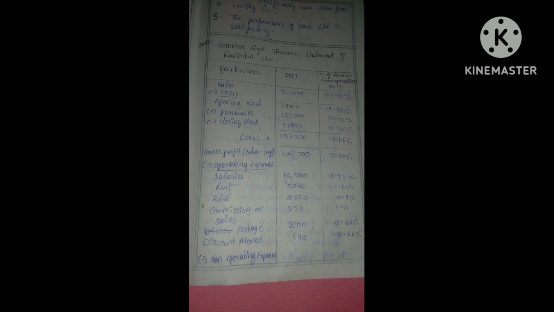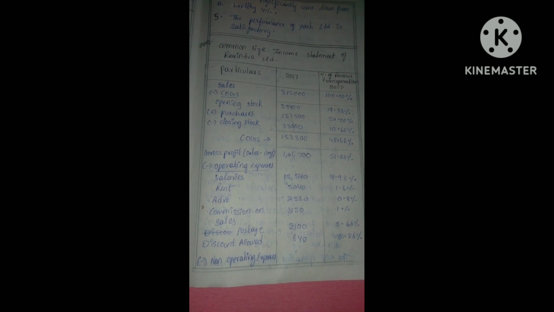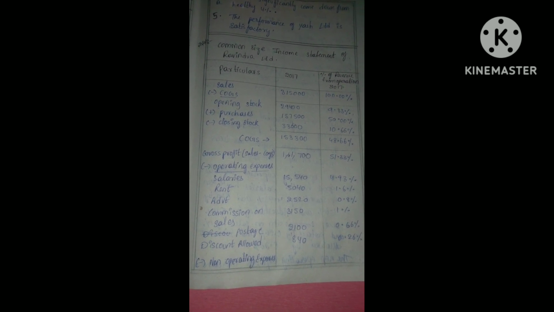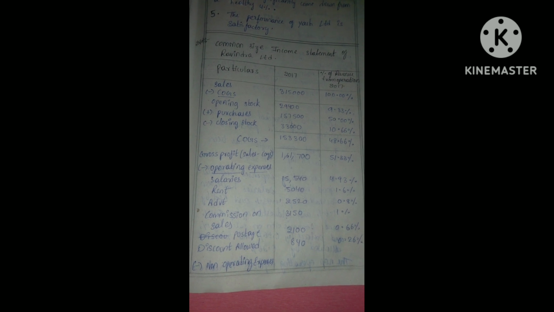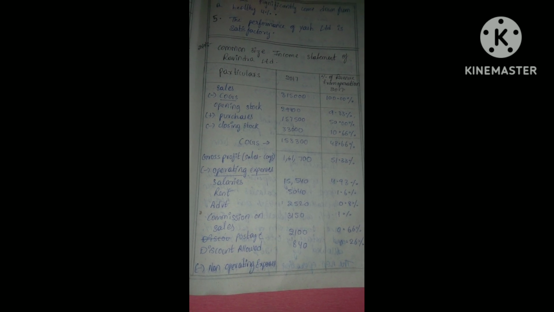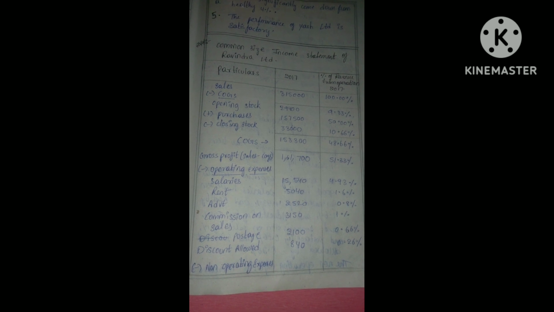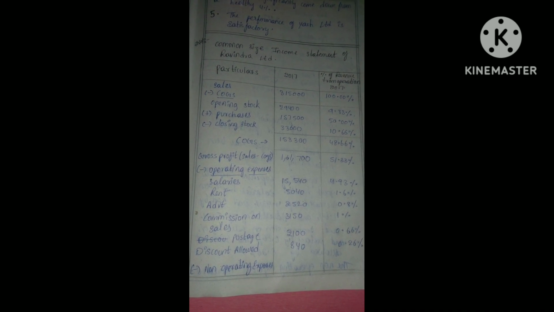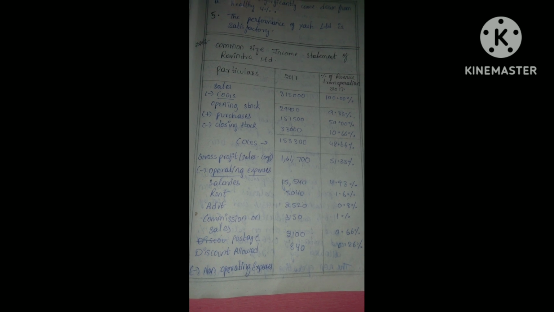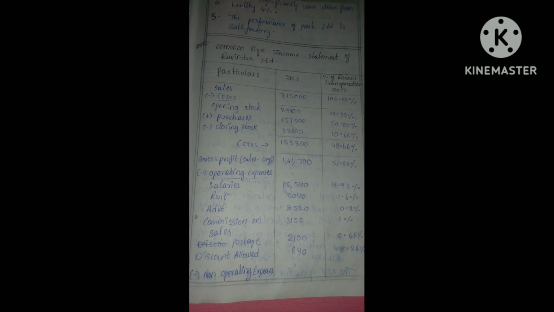So after getting cost of goods sold value, we have to calculate the percentage. So 1,53,300 divided by 3,15,000 into 100, we will get 48.66%. Now next step is we have to calculate gross profit. So gross profit is sales minus cost of goods sold. So 3,15,000 minus 1,53,300. We will get 1,61,700, and the percentage, 1,61,700 divided by 3,15,000 into 100, we will get 51.33%.